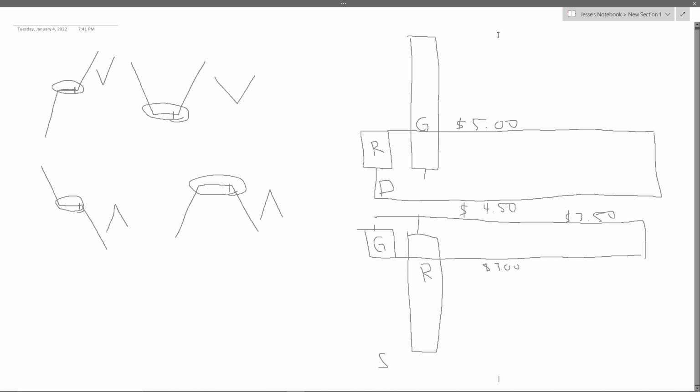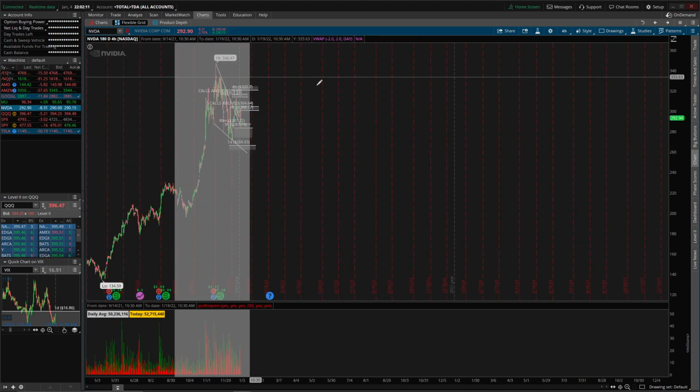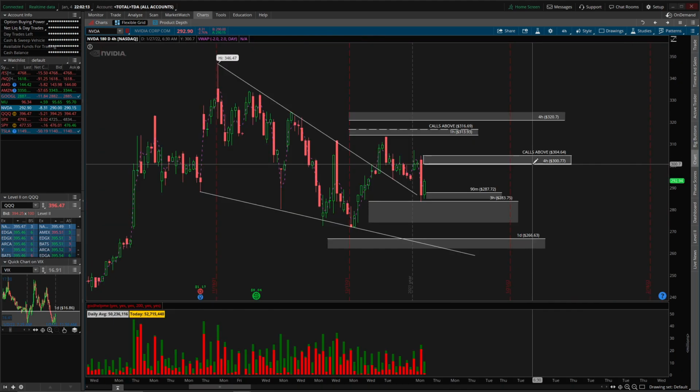Okay. So now let's go ahead and look at a chart. So this is NVIDIA right here. So right here I have several zones already charted out. You'll see on my charts: 1 day, 3 hours, 90 minutes, 4 hours, 1 hour, 4 hours. And that is just basically me.